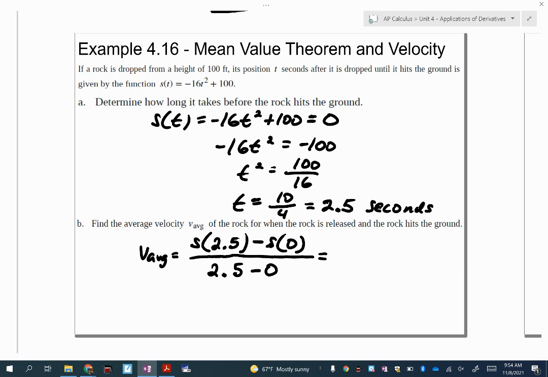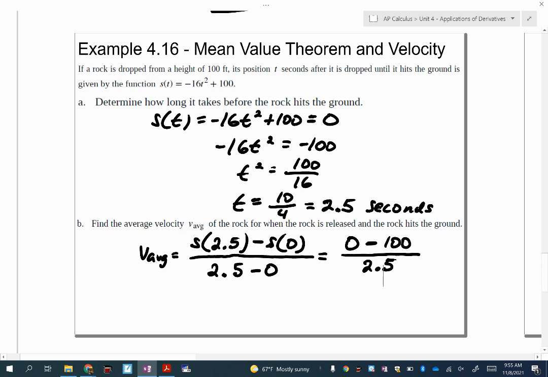Now, if I evaluate this position function at 2.5, you already know that that's when it's on the ground. So that's 0 feet. Minus, if I were to evaluate this position function at 0 seconds, it hasn't been dropped yet. So that's minus 100 feet all over 2.5 seconds.